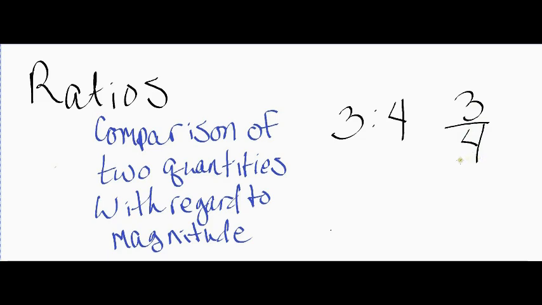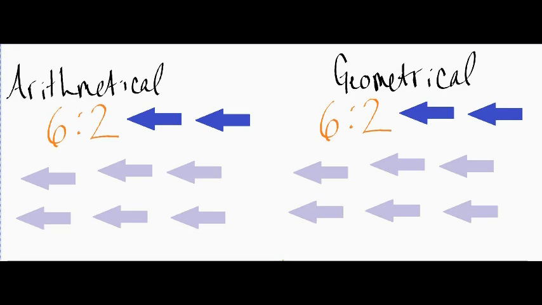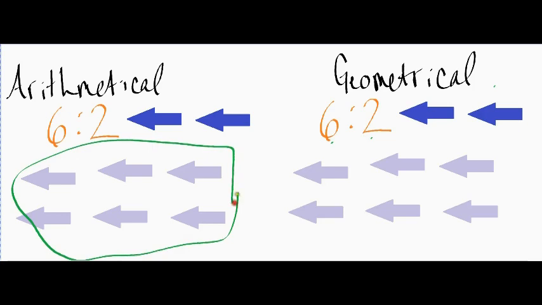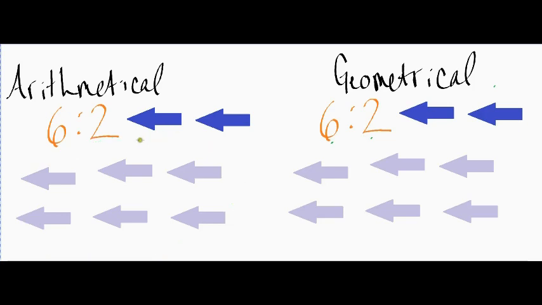Now the way that we compare them depends on what kind of ratio it is. Alright, so there are two types of ratios. There's arithmetical ratios and geometrical ratios. So the difference between the two. Here we have 6 and 2. We have 6 of these purple arrows and 2 of these green arrows.